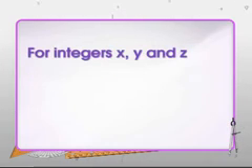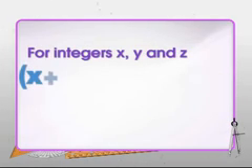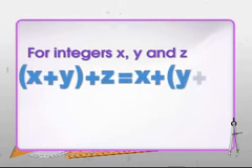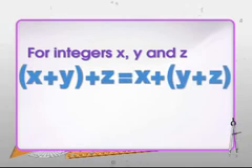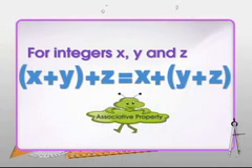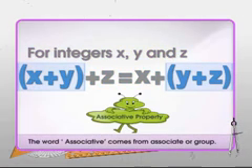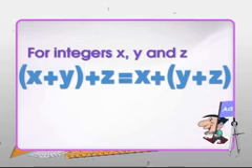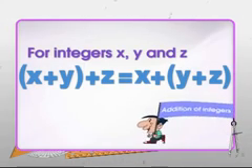In other words, for any three integers x, y and z, (x plus y) plus z equals x plus (y plus z). This property is called associative property. The word associative comes from associate or group. It refers to grouping. So the associative property holds good for integers.